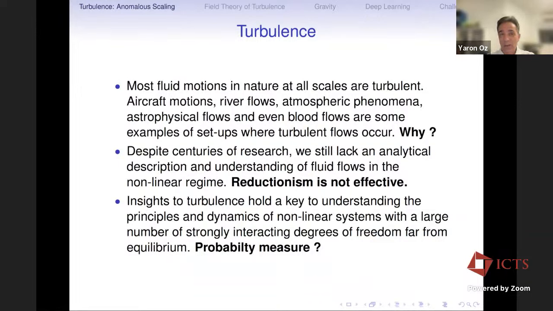Now, what is interesting is that environmentally in our universe, most of the fluid motions are in fact turbulent. So there is a lot of experimental evidence around us. The question is why? Why in our universe is it like that? And in fact, despite centuries of research, we still don't have a good understanding of the nonlinear regime of turbulence, an analytical one. And all the tricks of knowing the equations, etc., are not sufficient, not effective. You need something else. And we believe that insights into turbulence are not only going to help us understand turbulence, but they are key to understanding nonlinear systems that have a large number of strongly interacting degrees of freedom, which are also far from equilibrium. In particular, there is the question of the probability measure that replaces the Gibbs one.